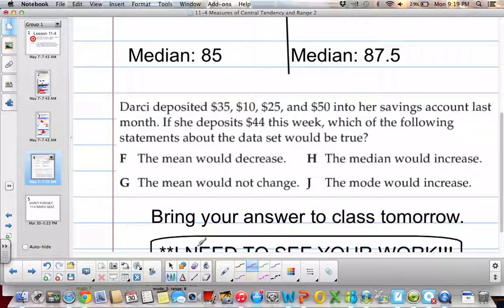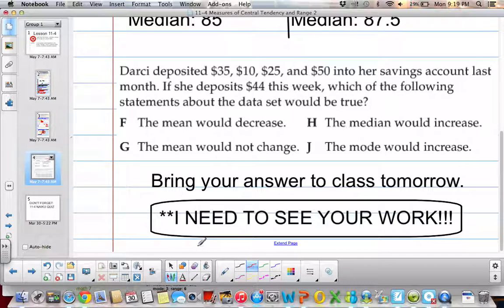Okay, last question. Darcy deposited $35, $10, $25, and $50 into her savings account last month. If she deposits $44 this week, which of the following statements about the data set would be true? Okay, so you're going to determine if the mean would decrease, if the mean would not change, if the median would increase, and if the mode would increase. So this time you need to find the mean, median, and mode.